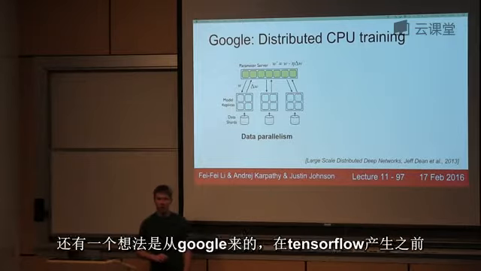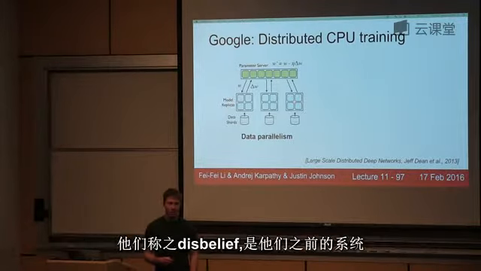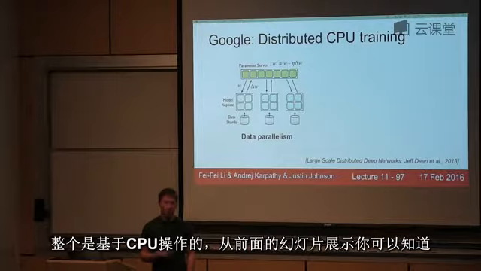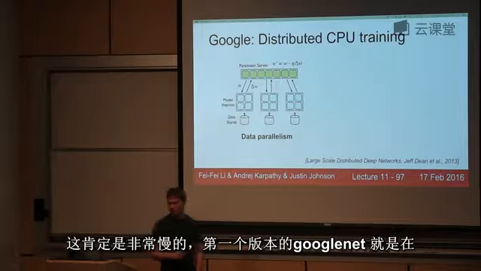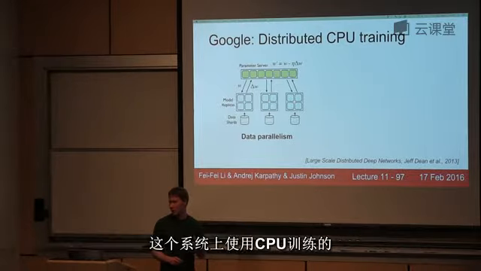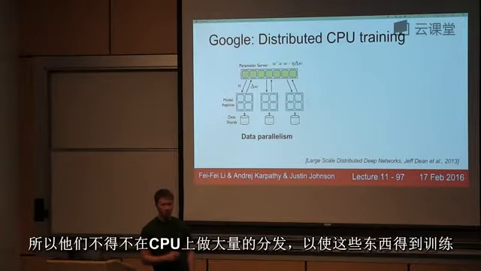Another idea from Google is that before there was TensorFlow, they had this thing called DistBelief, which was their previous system, which was entirely CPU based, which from the benchmarks a few slides ago, you can imagine was going to be really slow. But actually, the first version of GoogleNet was all trained in DistBelief on CPU. So they had to do massive amounts of distribution on CPU to get these things to train.